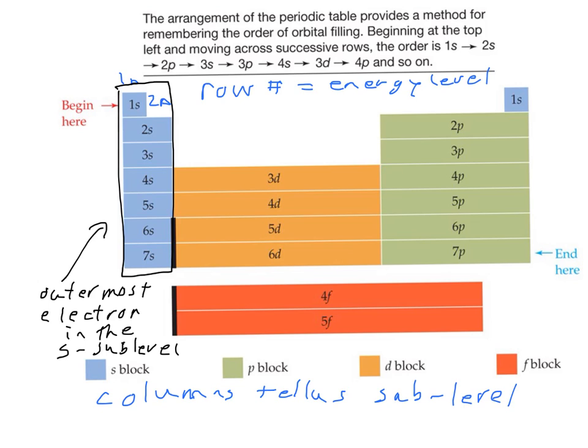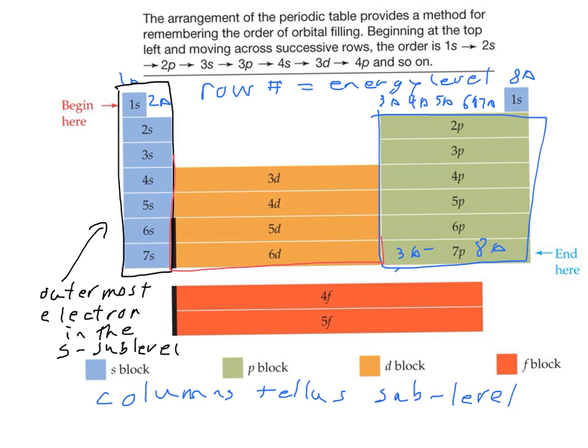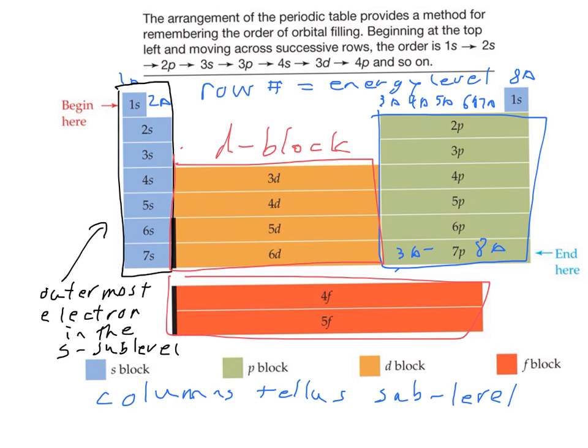Then if we leap across the Great Divide here to 3A, 4A, 5A, 6A, 7A, 8A, all these elements in 3A through 8A are referred to as the P block. Then we have this sunken low portion of the periodic table here. This sunken low portion is referred to as the D block. And then these two orphan rows down here, these are the F block.